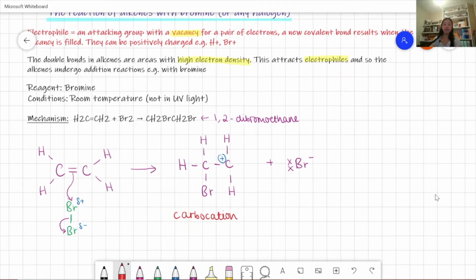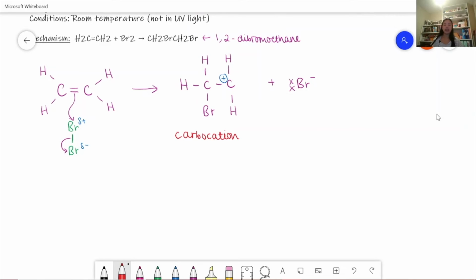So now what we form is, the bromide then attacks this carbon with a positive charge because it's attracted to it because electrons are negatively charged. And so what we form is this 1,2-dibromoethane. And so this is an electrophilic addition reaction.